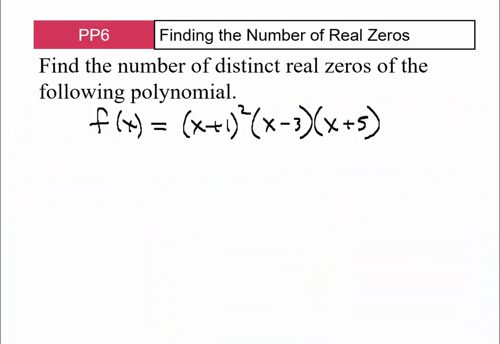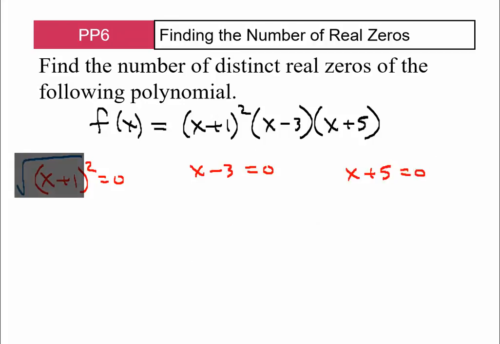Well, if it's already in factored form, then it's easy. All we're going to do is set each of those factors equal to 0. X minus 3 is equal to 0, x plus 5 is equal to 0. And the only work we've got to do here is take the square root of both sides. We could really put plus or minus there, but it really is not going to matter because 0 is still going to be 0.